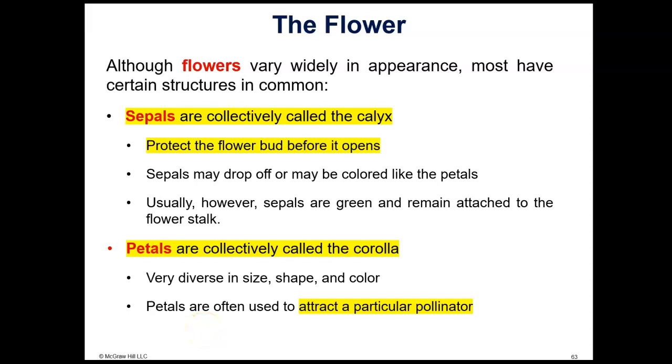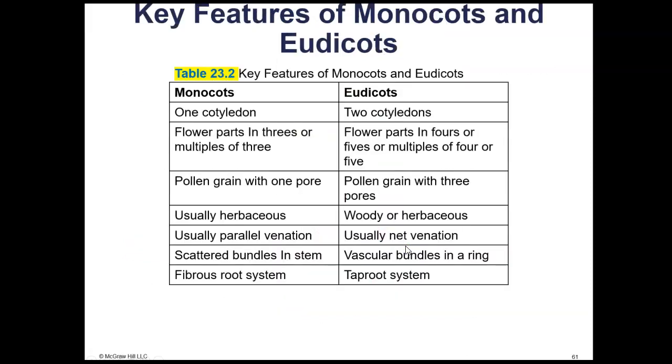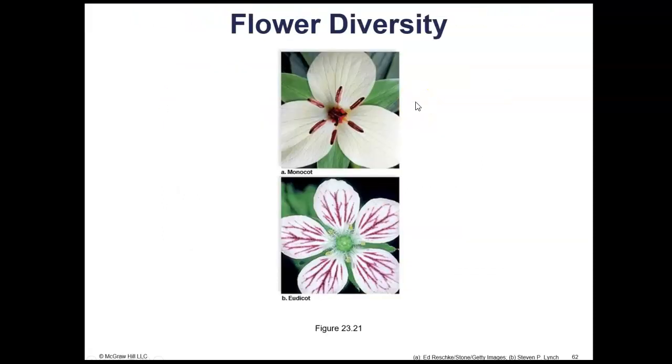This is the last recorded lecture for chapter 23. We had been talking about the two groups of angiosperms, the monocots and the eudicots. So this is a picture of a monocot flower.